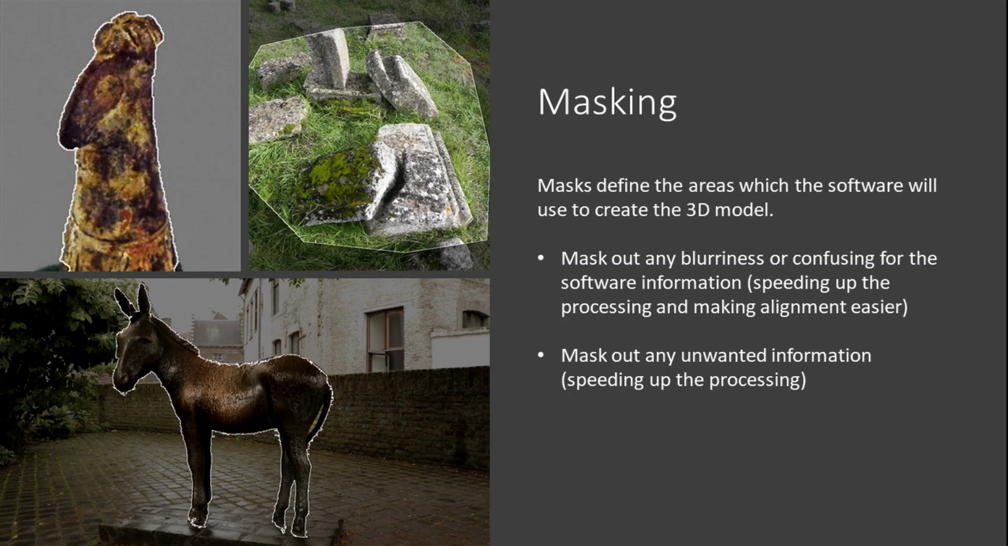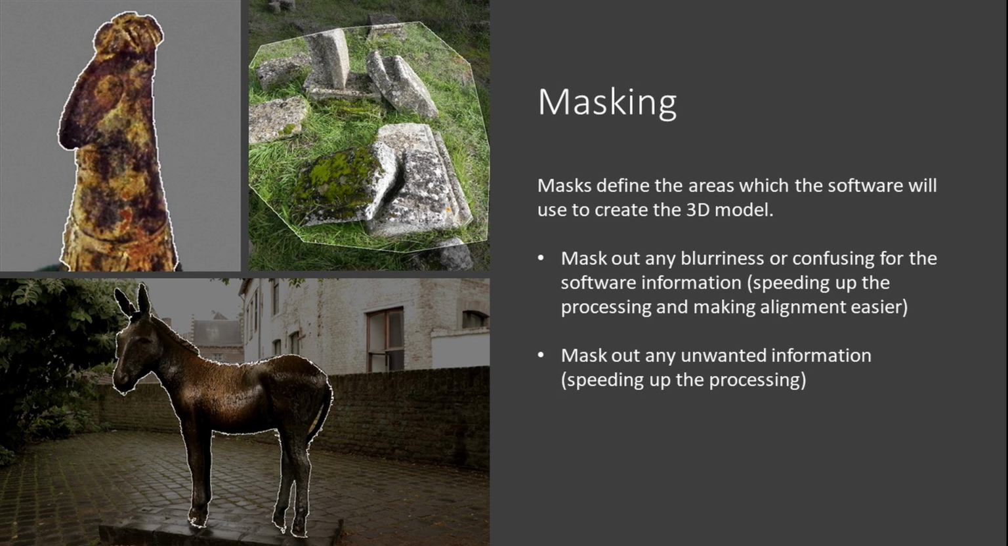Masking is probably one of the most critical steps in the processing of a structure from motion datasets. Masks define the areas which the software will use to generate the models. By masking out areas that include unnecessary information or areas that are blurry, you will speed up the processing and also make the alignment of the photos easier and more efficient.